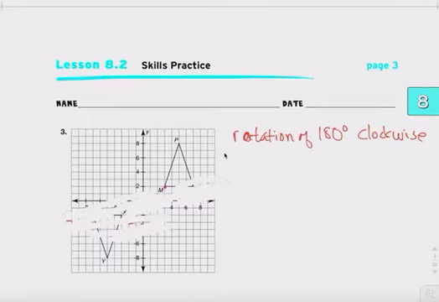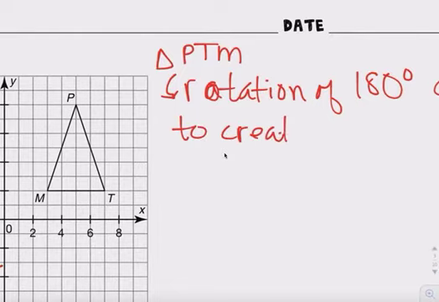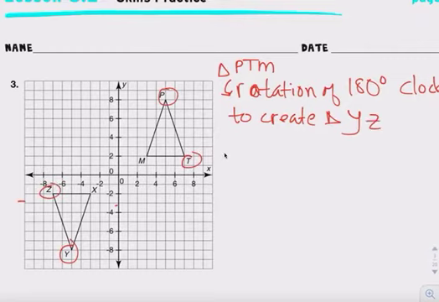Which triangle is the original triangle? Let's use this one. Triangle PTM goes here. Rotation of 180 to create triangle YZX. P is the same as Y, T is the same as Z, M is X. They need to correspond.